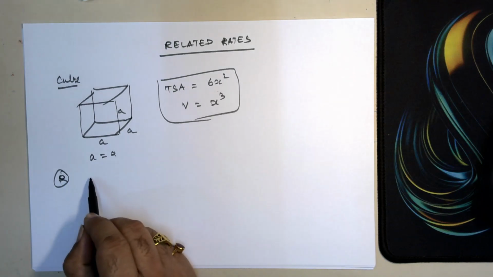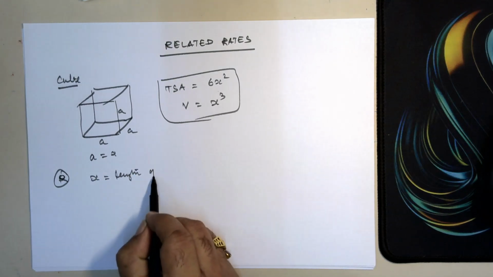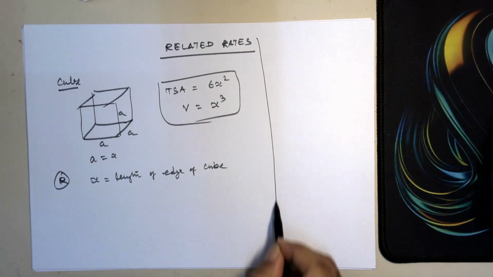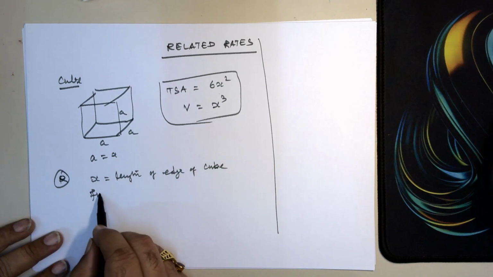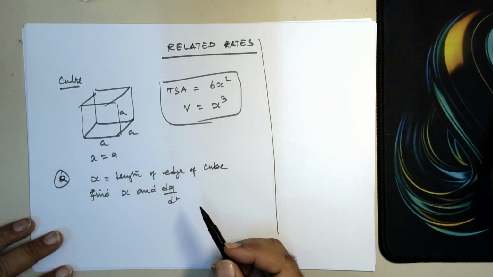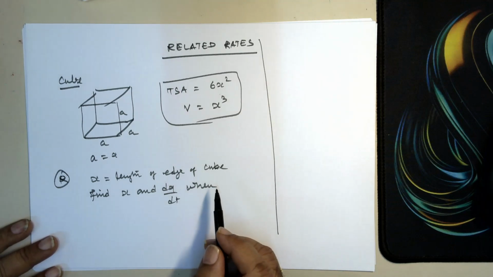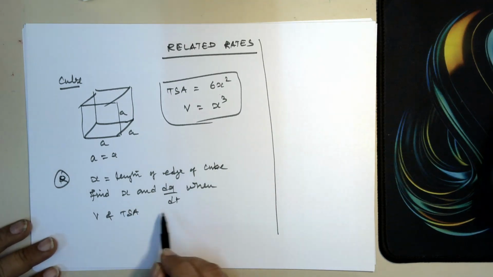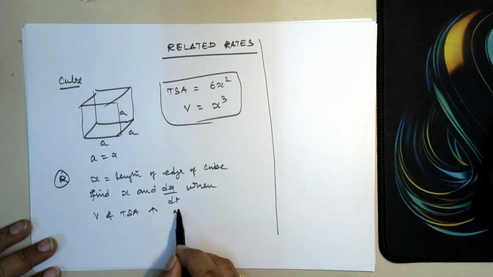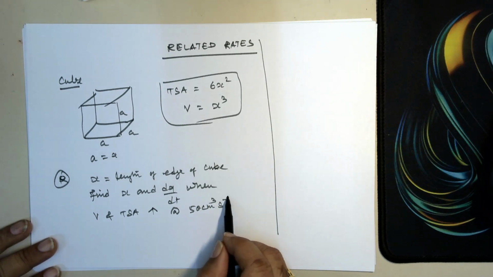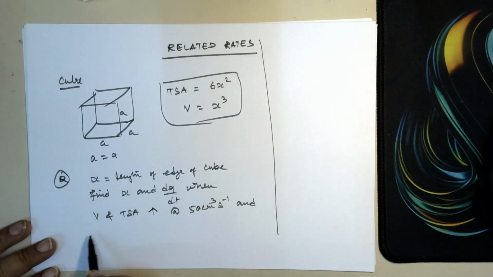If x is the length of the edge of a cube, find x and dx by dt when the volume and surface area of the cube are increasing at the rate of 50 cubic centimeter per second and 10 square centimeter per second, respectively.